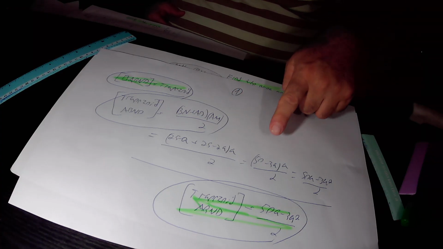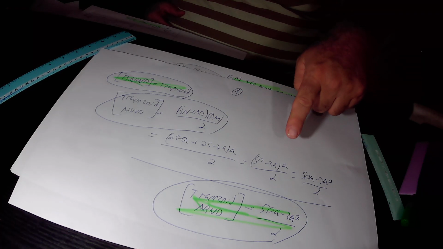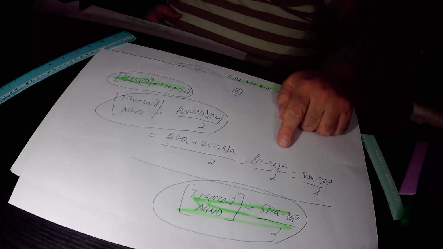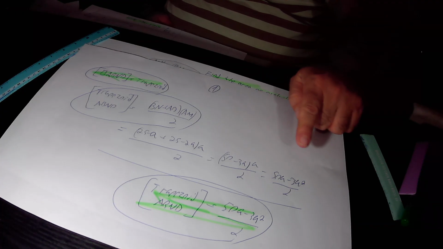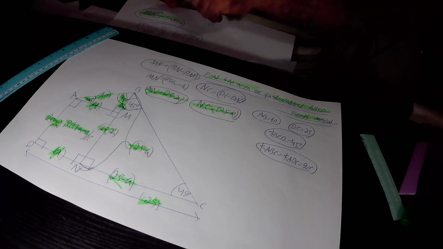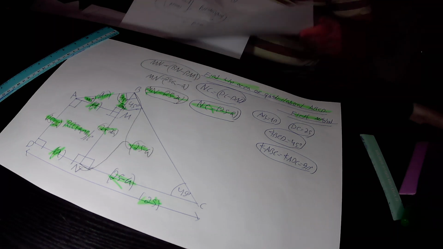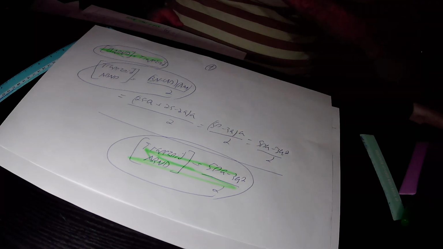25 plus 25 is 50, minus a minus 2a is minus 3a, times a over 2. We open the brackets and find that 50 times a is 50a, minus 3a times a is minus 3a squared, over 2. So the area of this trapezoid ABND is equal to 50a minus 3a squared over 2.